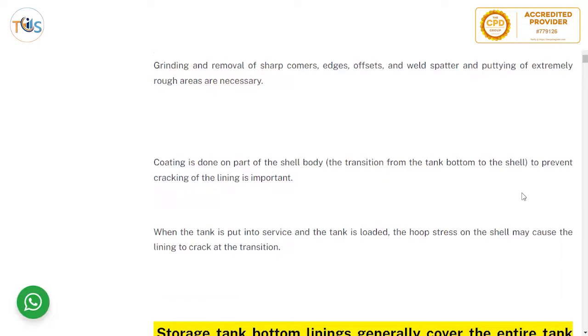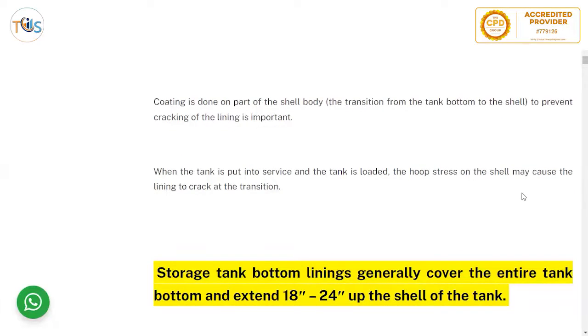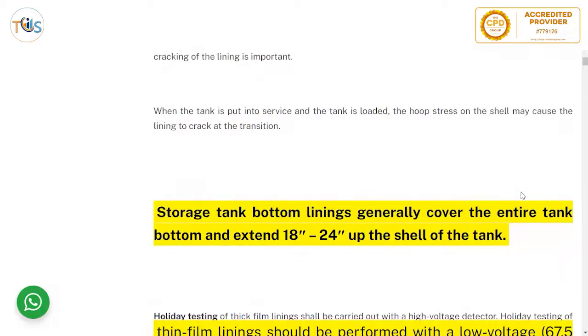Coating is done on part of the shell body, the transition from tank bottom to shell, to prevent cracking of the lining, and it is important. When the tank is put into service and the tank is loaded, the hoop stress on the shell may cause the lining to crack at the transition.